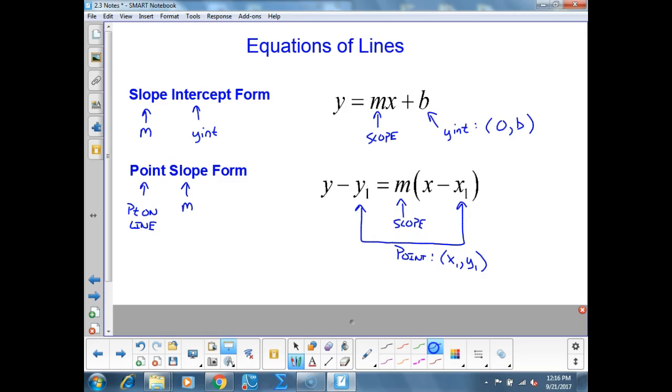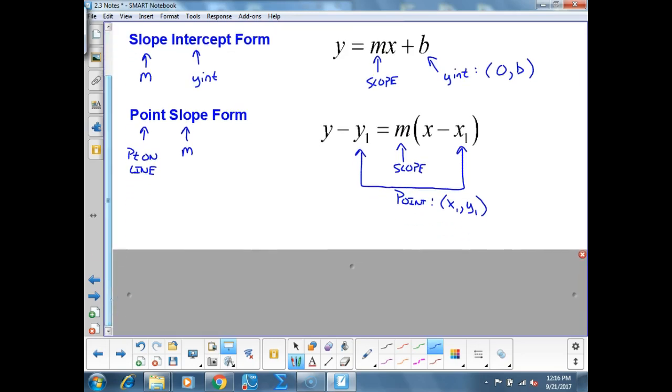Now, I will tell you that you will have to use the point-slope form when you are given two points. If I want to go from the point-slope form to the slope-intercept form, I just solve for y.